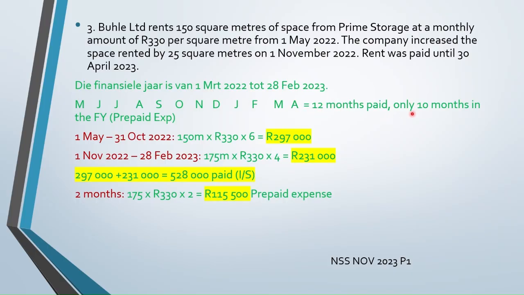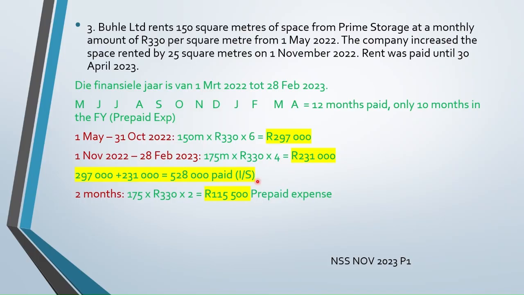So you paid for 12 months, but only 10 months is in the current financial year. So we are going to work with a prepaid expense. So with 1 May to 31 October, it is 6 months, and we only have 150 square meters at that time. It gives us 297,000. And then from 1 November 2022 to 28 February 2023 is 4 months. And we then have 175 square meters times the price times 4 gives us 231,000. And this gives us a total amount of 428,000 paid in the income statements.